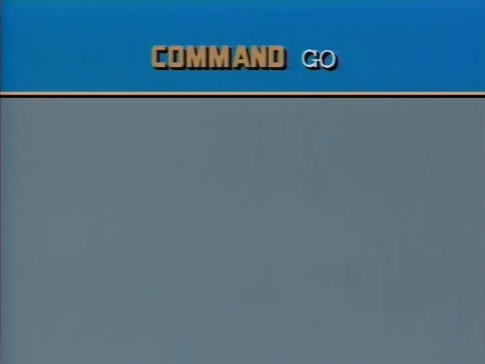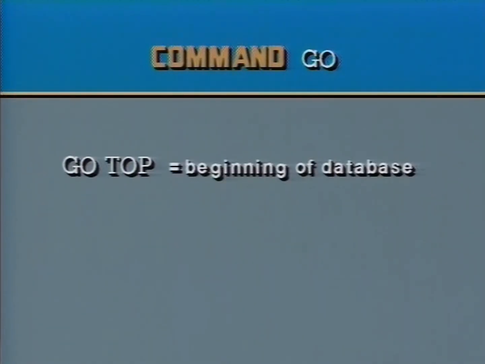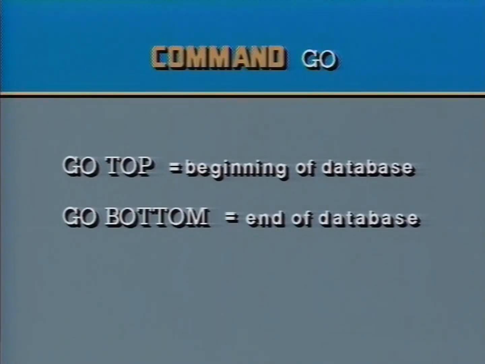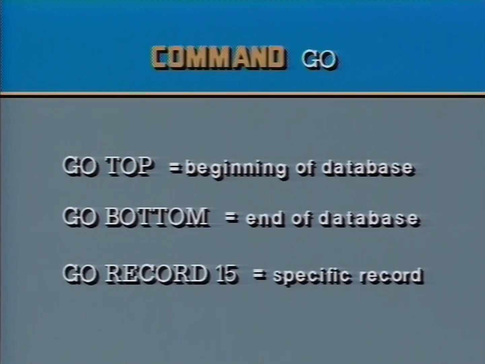The next command is go. Go top, in this case, means the beginning of the database. If the database is not indexed, that means record 1. If it is indexed, it means the first record in the indexed order. Go bottom means to the end of the database. Record number allows you to go directly to any record.